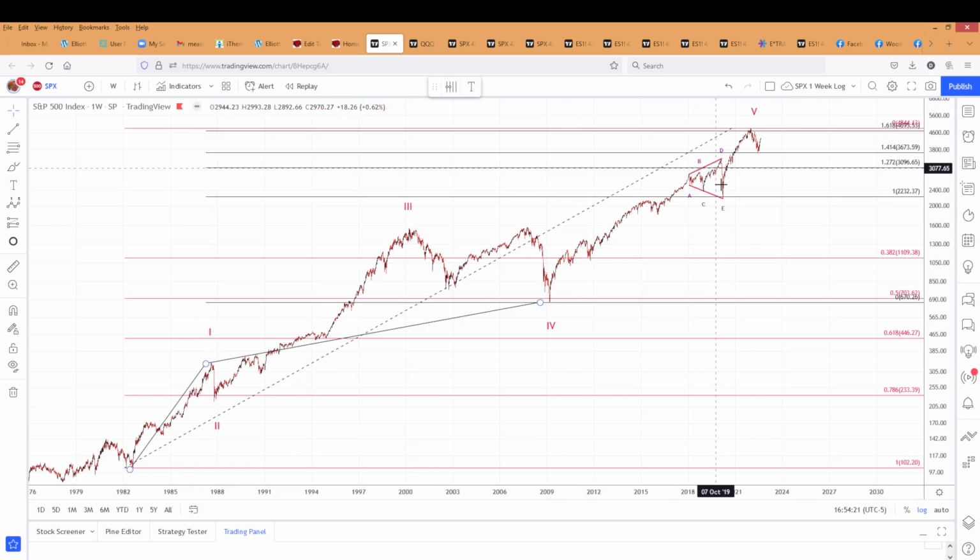And again, it starts with identifying that 4. Okay, and that is an expanding triangle, and then we work our way backwards from the 4. If that's a 4, then that's a 5. Okay, then where is 1 and 2? Okay, and that's within that 5-wave advance.